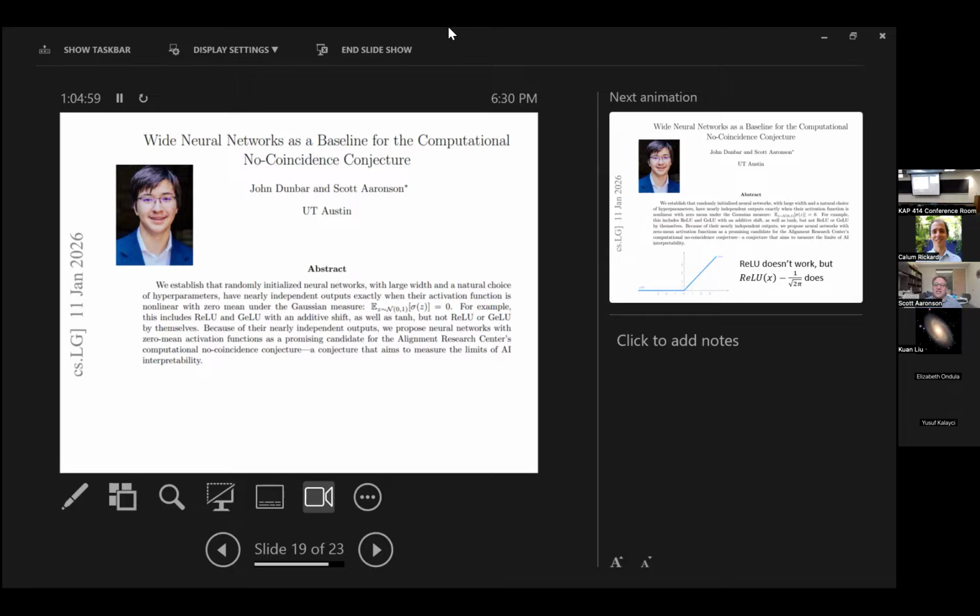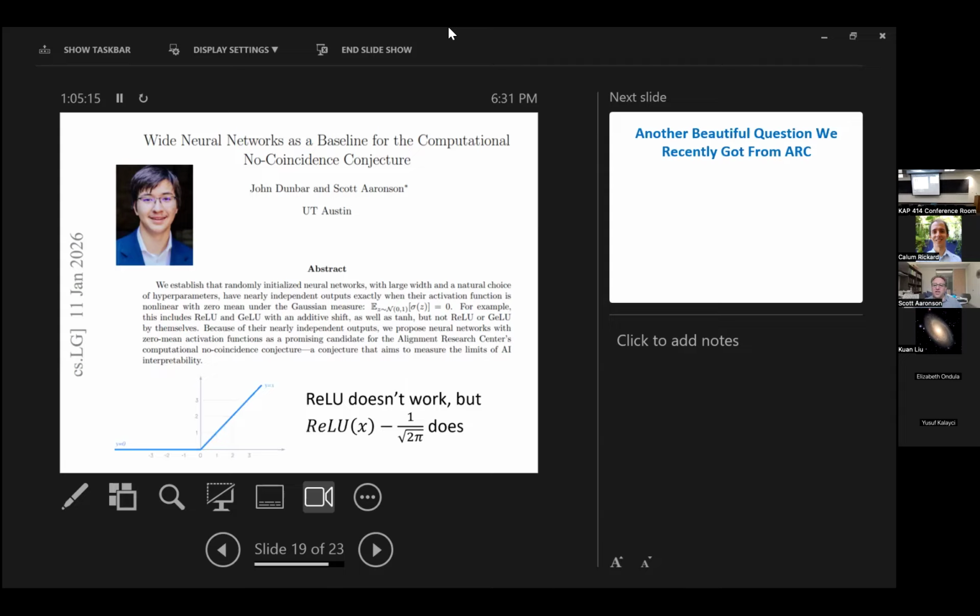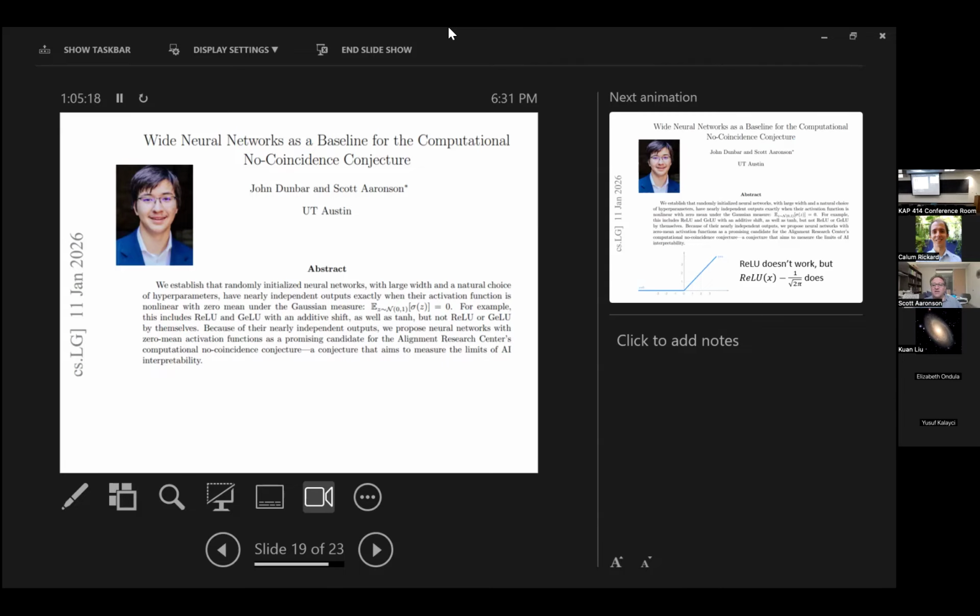And so we can characterize, at least for sufficiently wide and shallow neural nets, for which nonlinear activation functions a random neural net will do the thing you want. And the answer is simply that you need an activation function that has a Gaussian mean of 0.